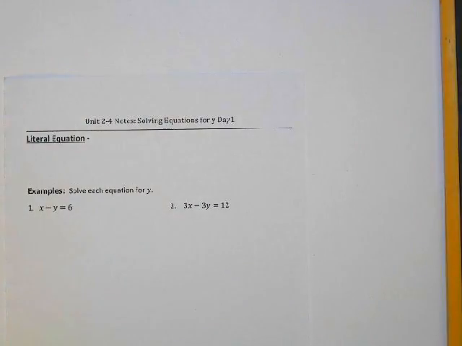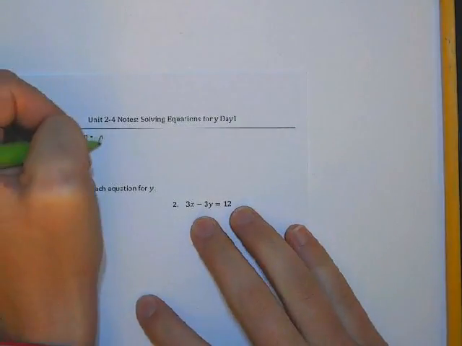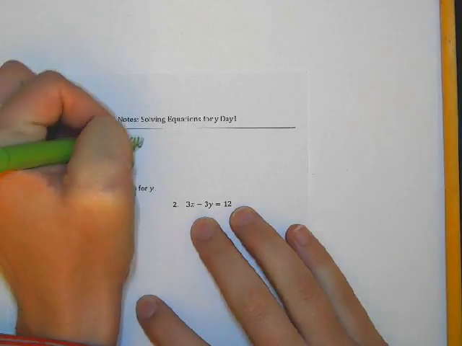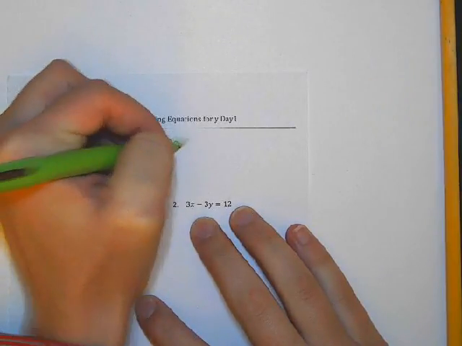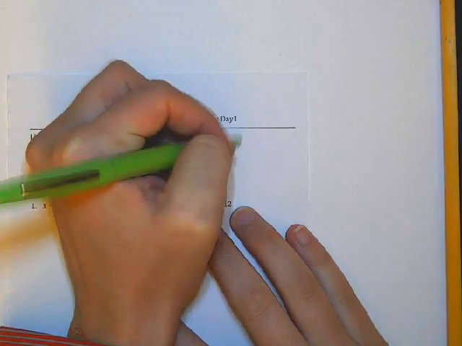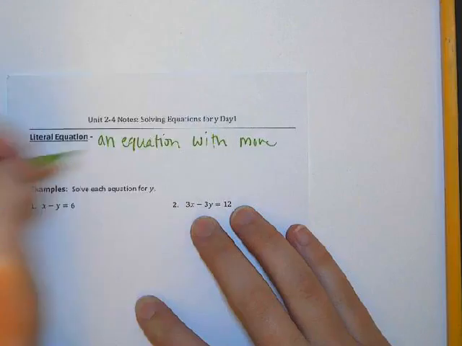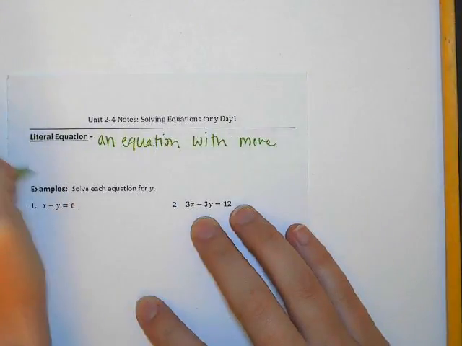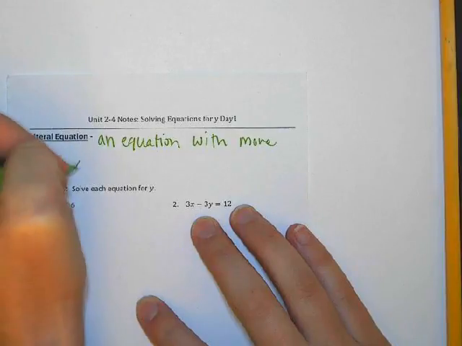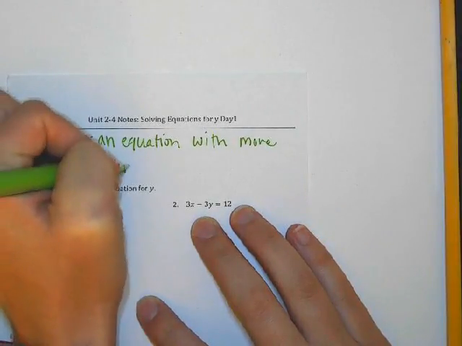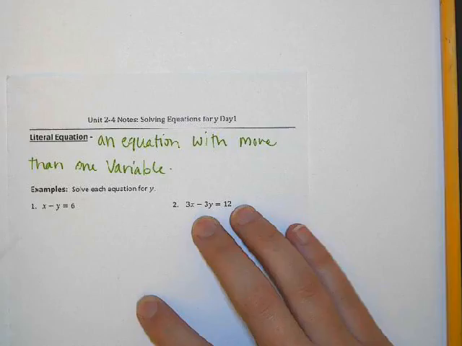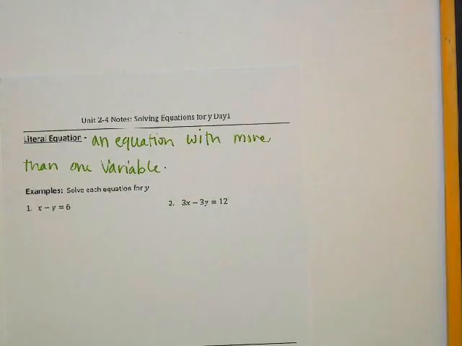There's probably a long definition that I could come up with, but to make it short, sweet, and easy for you to understand, a literal equation is an equation with more than one variable. An equation with more than one variable.